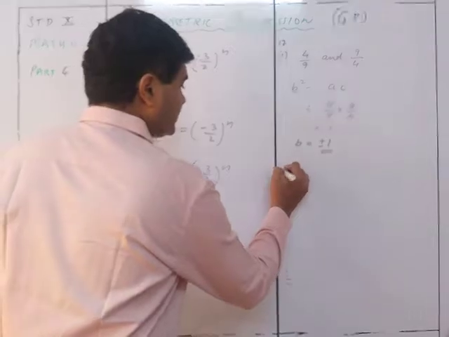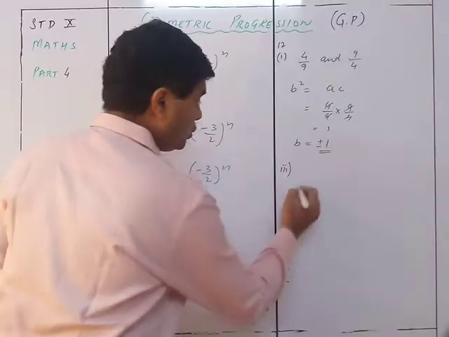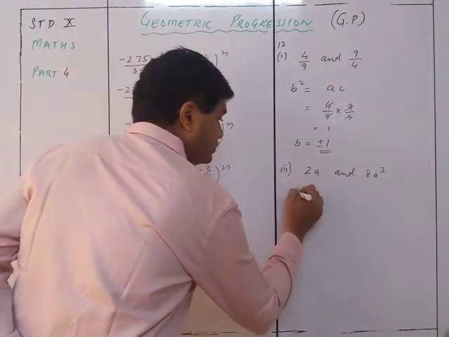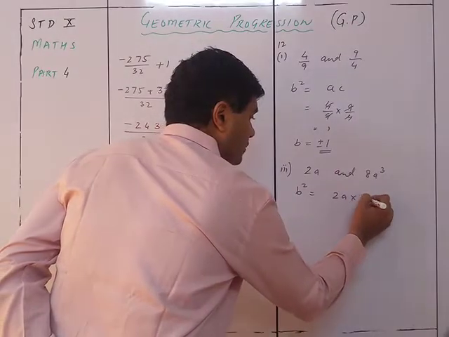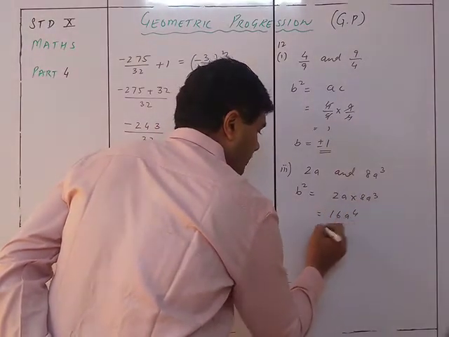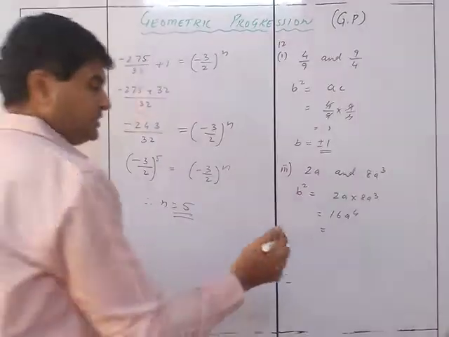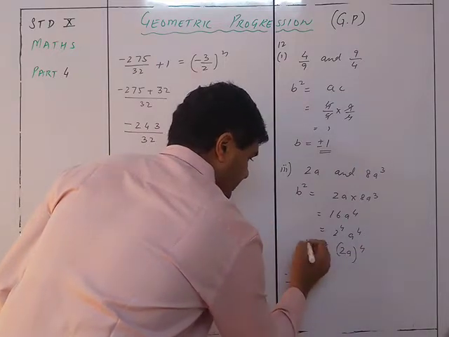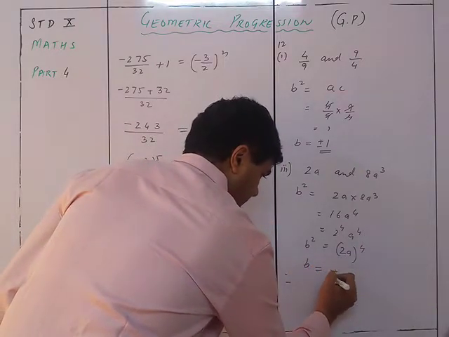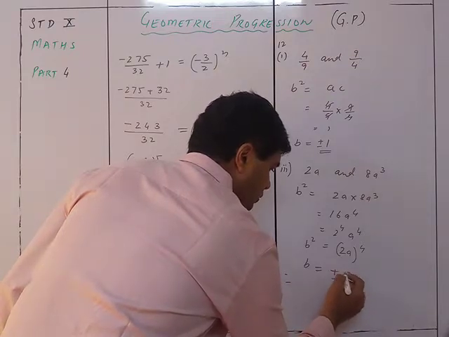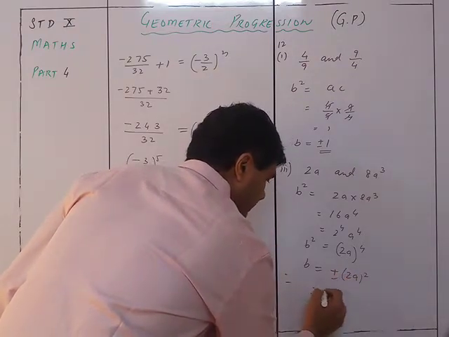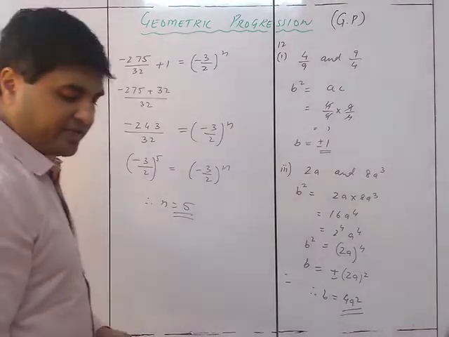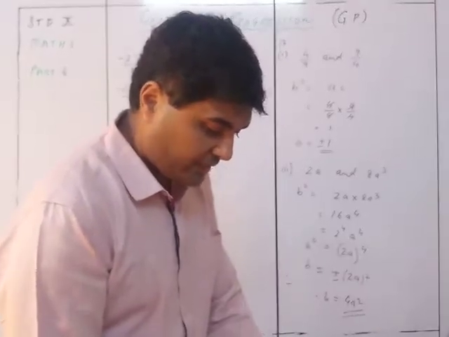We see the next sum, the third sum. That is 2a and 8a cube. So b square is equal to 2a into 8a cube, which is equal to 16a raised to 4. That is 2 to the 4, which is 16. So 2 raised to 4 into a raised to 4 is equal to 2a the whole raised to 4, which is b square. So b is equal to plus or minus 2a the whole raised to 2. Therefore b is equal to 4a square, because minus will also give the same answer. So the answer will be 4a square for the third part of sum 12.